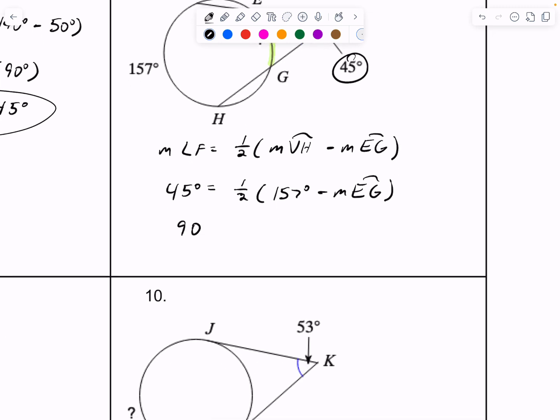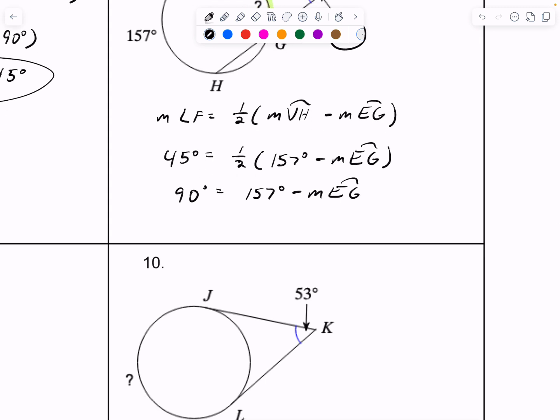Multiply that over by 2 to get 90 degrees equals 157 degrees minus the measure of EG. All right, when I move that 157 over subtraction, I'm going to get negative 67 degrees, but that's equal to the opposite of that arc EG. So arc EG, the measure of that, is equal to positive 67 degrees.